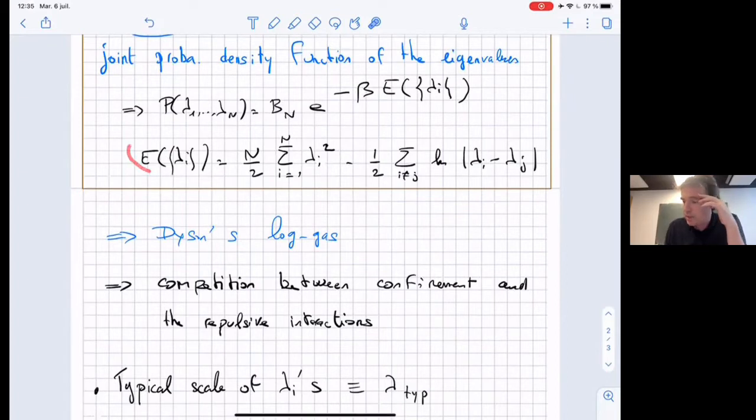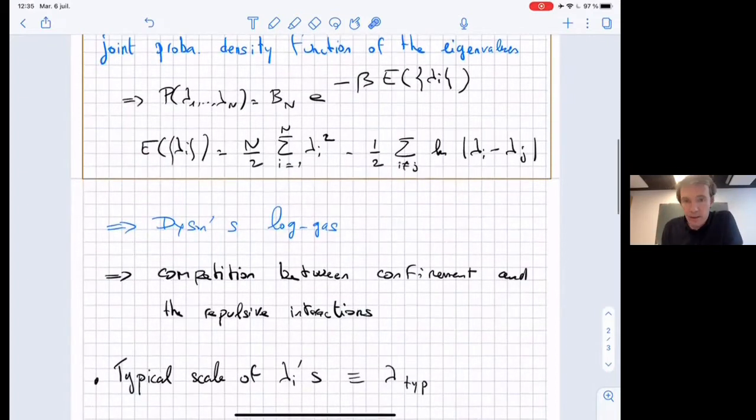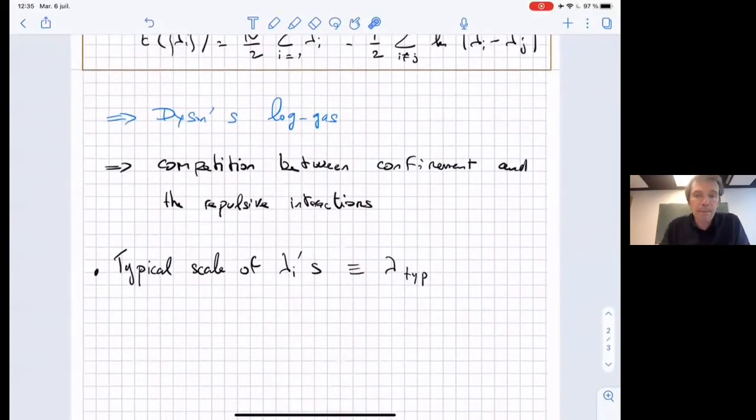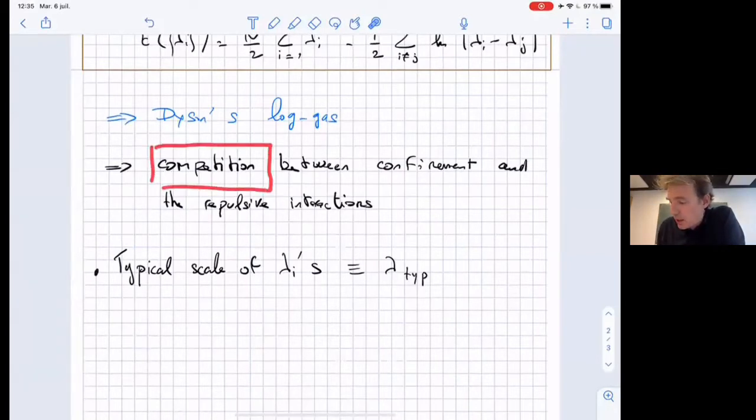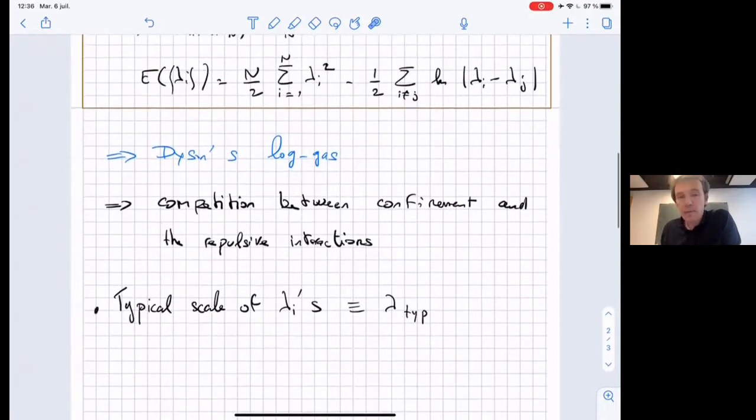The essential physical ingredient in this energy functional is the balance, or competition, between the confining potential, which wants to attract all the eigenvalues, or all the particles, close to the center, while the repulsive interaction tends instead to spread them out. As a consequence, we will see that the density of particles has a finite support, and that's what we will study today. The interesting thing in this model is really the competition between the potential energy and the interaction energy.